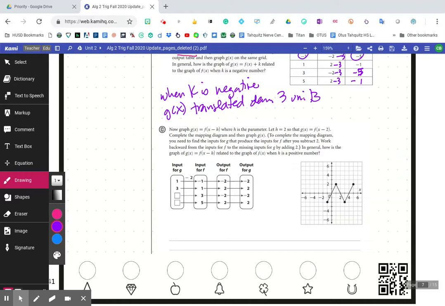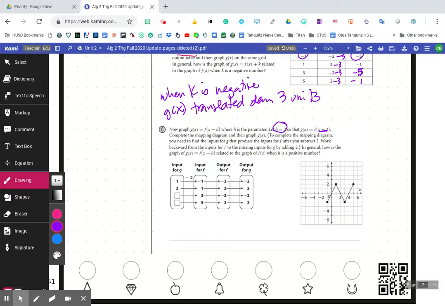So, the graph of f of x minus h, where h is the parameter. Now we're going to let h equal 2, meaning g of x equals f of x minus 2. Notice we're taking something away from the x. Complete the mapping diagram and then graph g of x. To complete the mapping diagram, you need to find the inputs for g that produce the inputs after you subtract 2. Work backwards from the inputs for f for the missing inputs by adding 2.